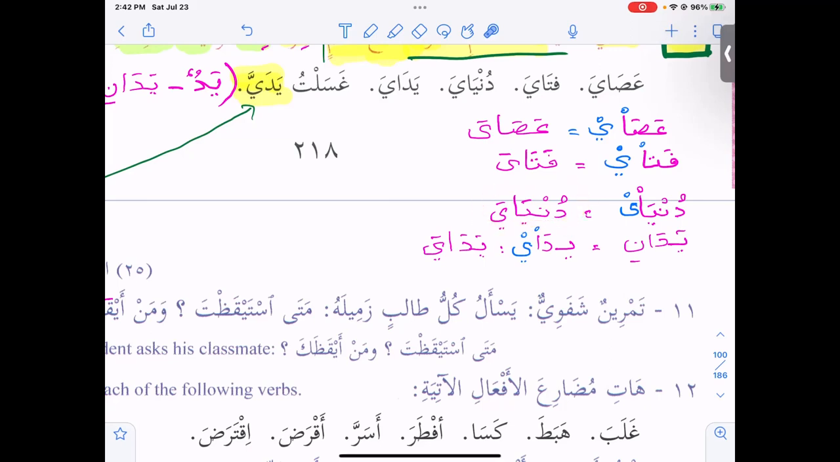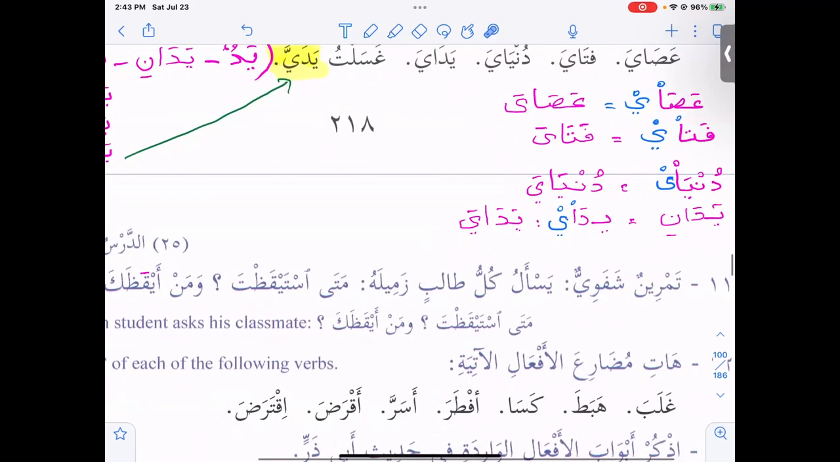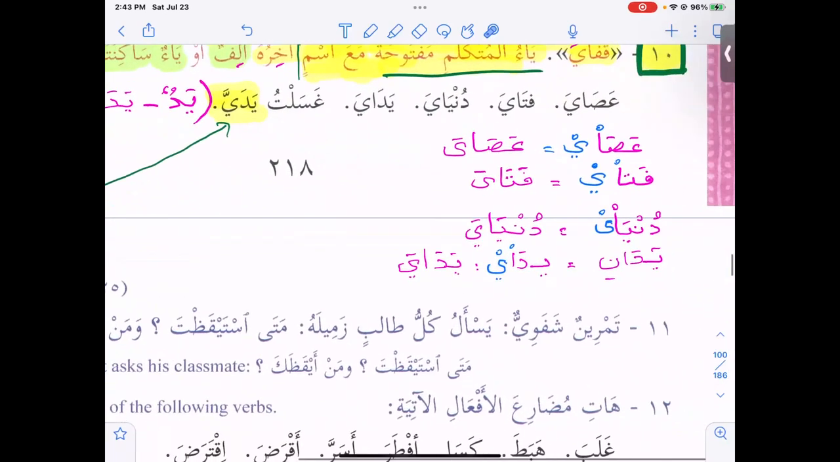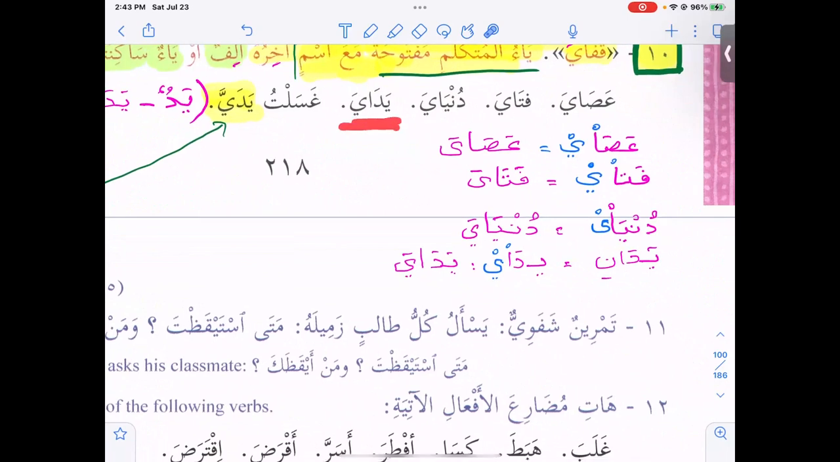Okay. Now here comes the next one. Yadaya. I'm explaining you in detail, brothers and sisters. Please concentrate. Inshallah, when you get the video, Brother Yusuf Jamal will send it, and you can check it again. So here we have yadaya, my hands. This is dual. Should not be confused.